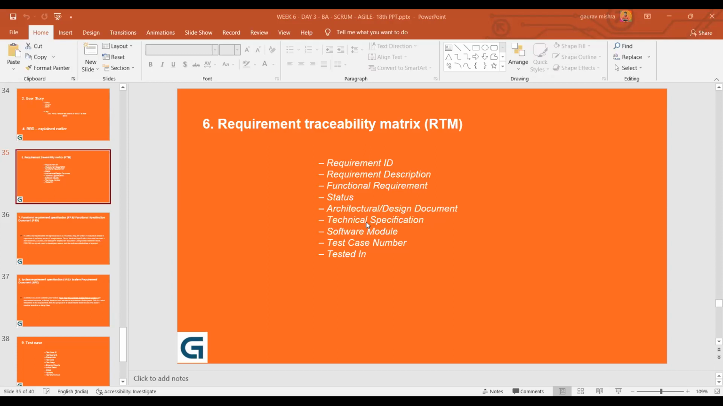Then the technical specification document, if it has any reference to that, you will point the reference number, like the technical specification requirement ID, that you can mention in the technical specification, and also the name of this technical specification document. Then comes the column software module. If any specific software module you want to mention, you are going to mention. And this requirement has been traced, in which test case you are going to mention that, and whether it has been tested or not, you are going to mention that.